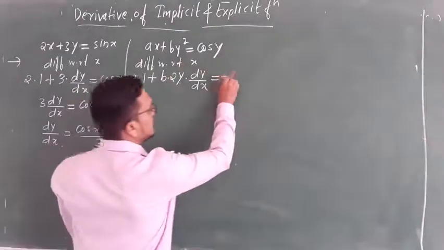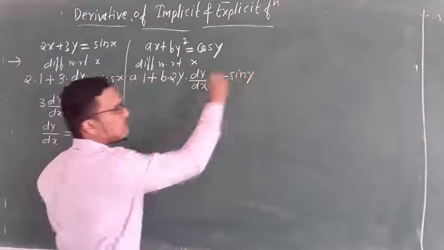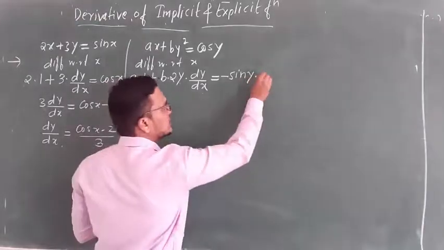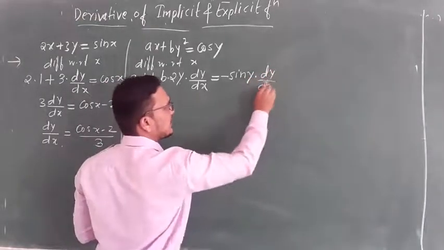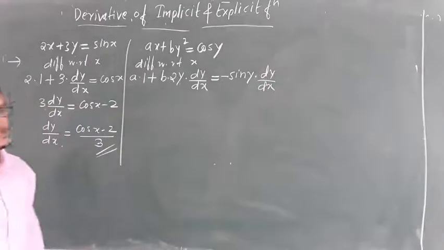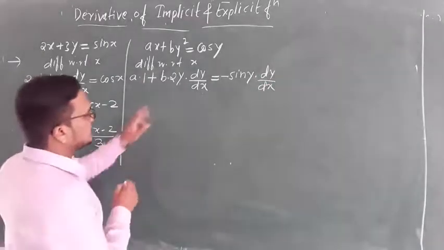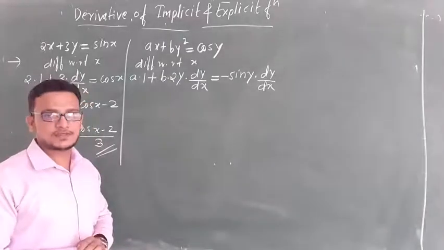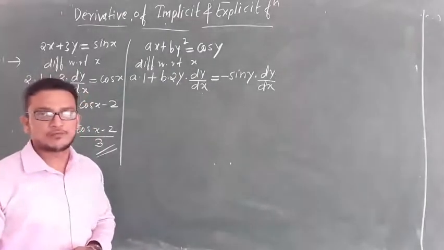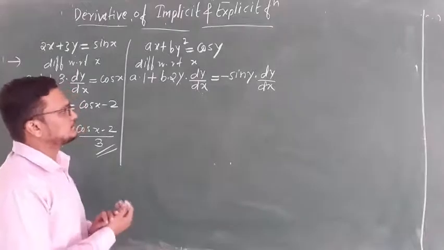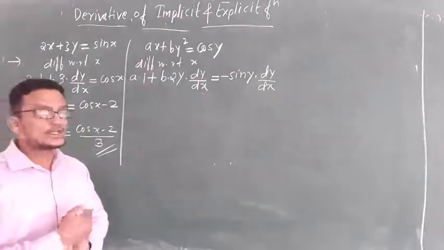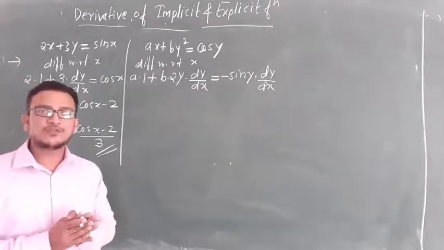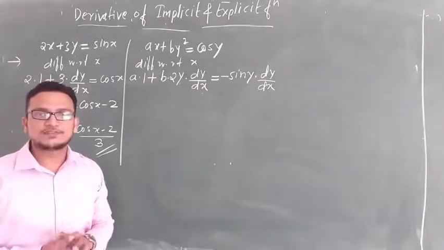Okay, so the cos y derivative is minus sin y, but y is again a function, so its derivative is dy by dx. Now if you observe, here 2 dy by dx terms are there, but we should get only 1. Okay, so therefore collect all the dy by dx terms at one side, and the term which is free from dy by dx transfer to the other side.